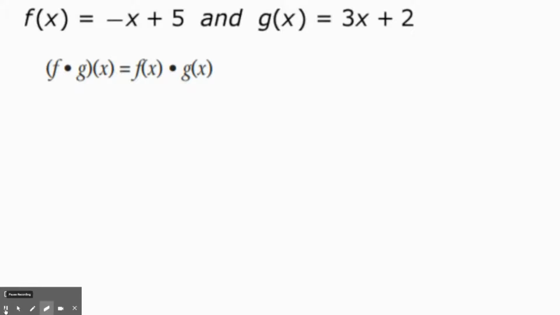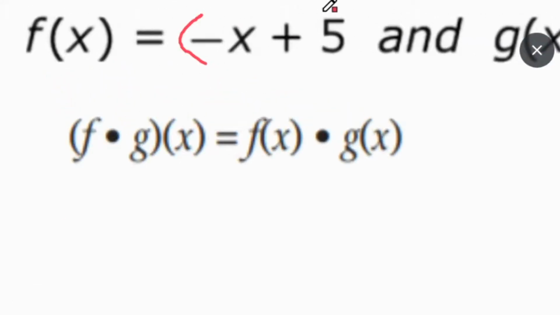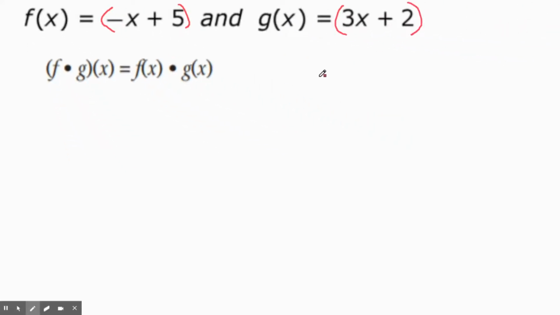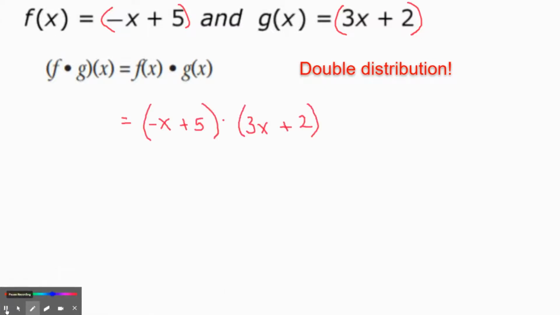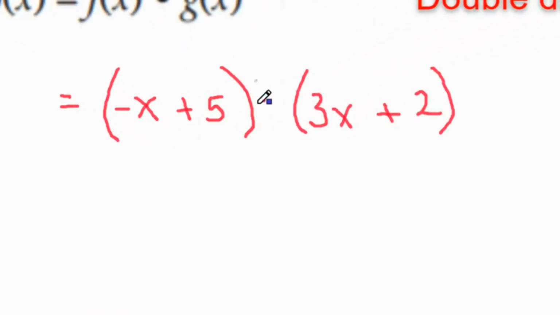Here's another problem, and I would like you to do this along with me. I'm going to show you a method called double distribution, and this is when you have a binomial, which means that there's two terms, times a binomial. So how does double distribution work? Well, when you have a binomial times a binomial, you got to multiply each term one at a time and make sure that each term in each binomial gets multiplied.